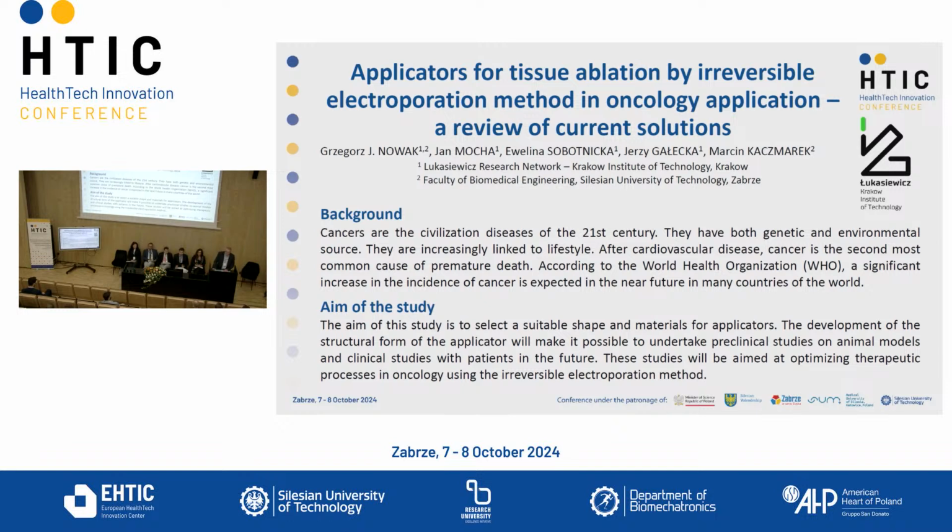Today I would like to present the current research results about applicators for tissue ablation by irreversible electroporation method in oncology therapy.